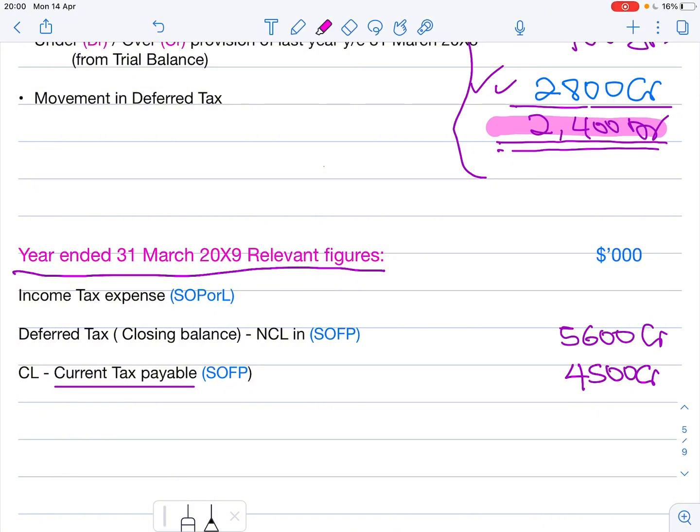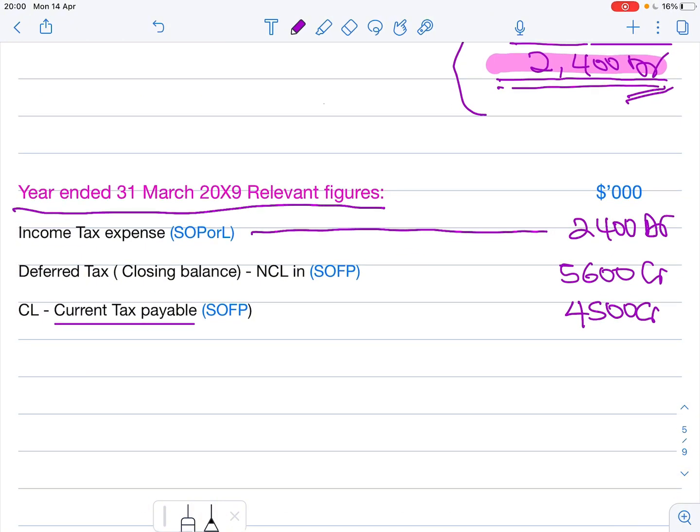Good. Now we have the 24. This 24 is relevant. It comes in and goes into the statement of profit or loss, so look at it as a debit. It's going to be a debit in the statement of profit or loss. So at the end of the day, these are the three relevant figures. We have done the processing, and we've been able to extract the relevant figures. The third thing that you must remember is the final destinations of these three relevant figures.